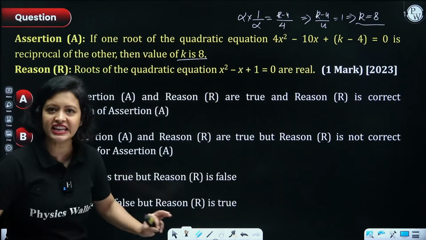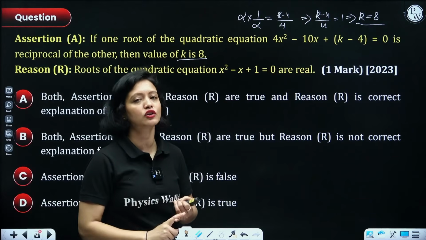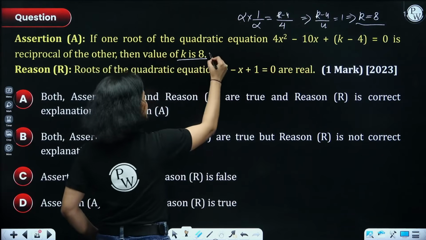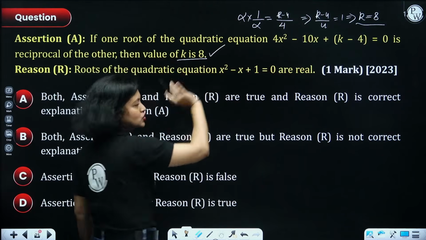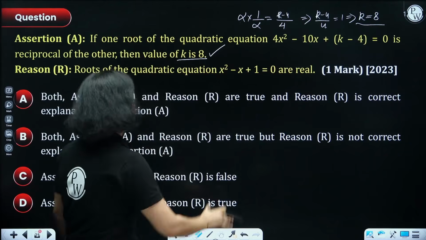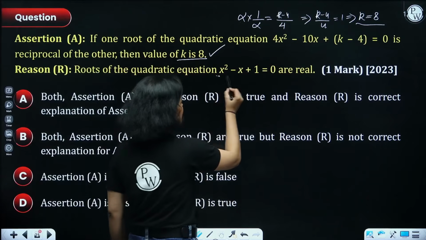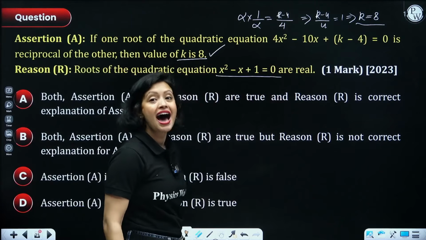Very simple, very easy. We only use the fundamental that the product of roots is equal to c by a. That's it. So yes, k came out to be 8. So this statement is true, everyone. Individually, it is true. Now, let's move on to the second statement, which is saying that the roots of the quadratic equation x square minus x plus 1 is equal to 0 are real.